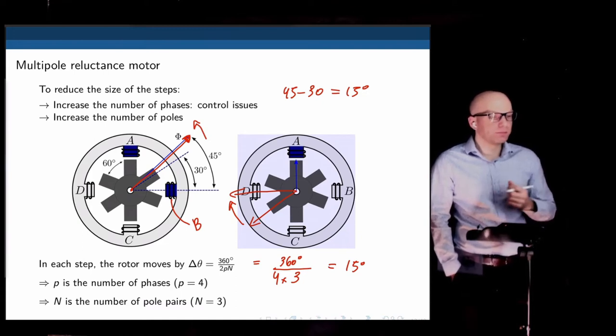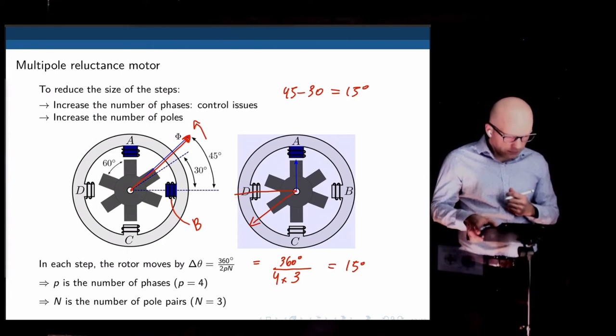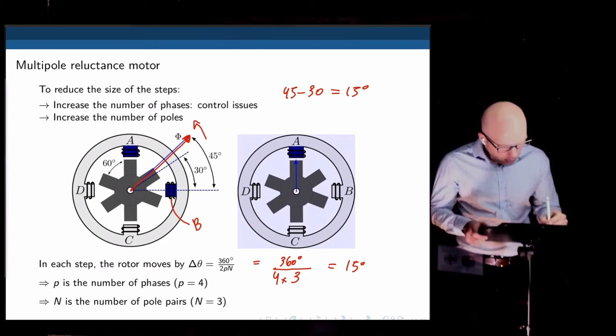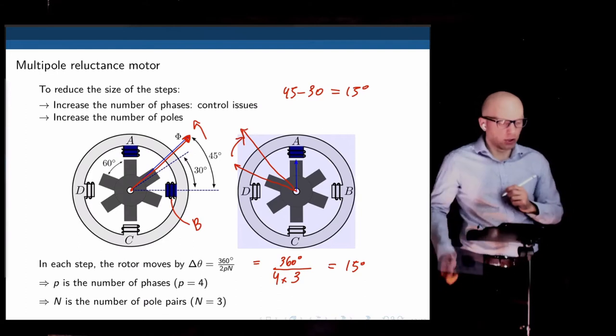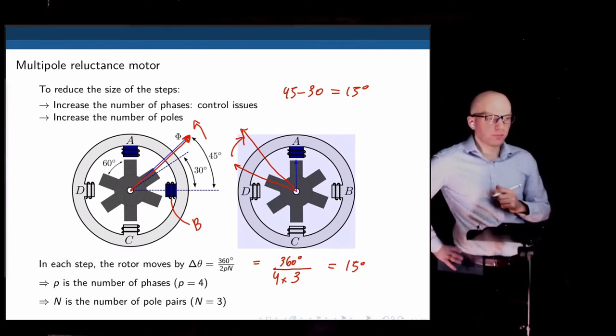If you just do D, or if you do AD, it's a bit hard to see in the picture. That's why it's a bit confusing. So let's say we do AD, then the flux goes like that, and then rotation would be in the other direction. Does that make more sense now?